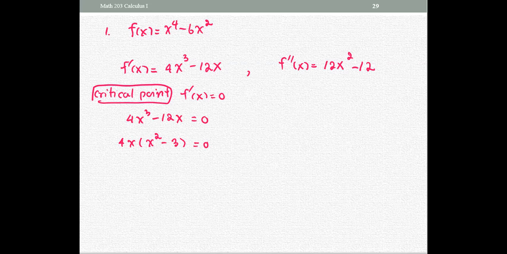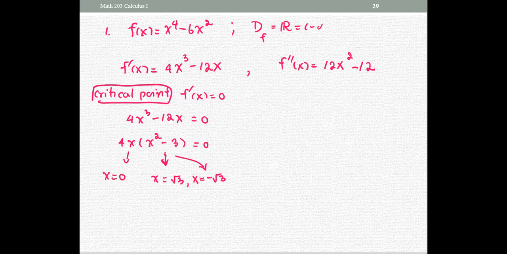With this, we have x equals 0 from the 4x factor, and x squared minus 3 will give you x equals square root 3 and x equals negative square root 3. I'm going to get two numbers, square root 3 and negative square root 3. And since this is a polynomial function, the domain is all real numbers, negative infinity to positive infinity. So no restriction. Any number could be used as the input of this polynomial function. Since we have all the x numbers here, we're going to draw the real number line to identify the intervals of increase and decrease.